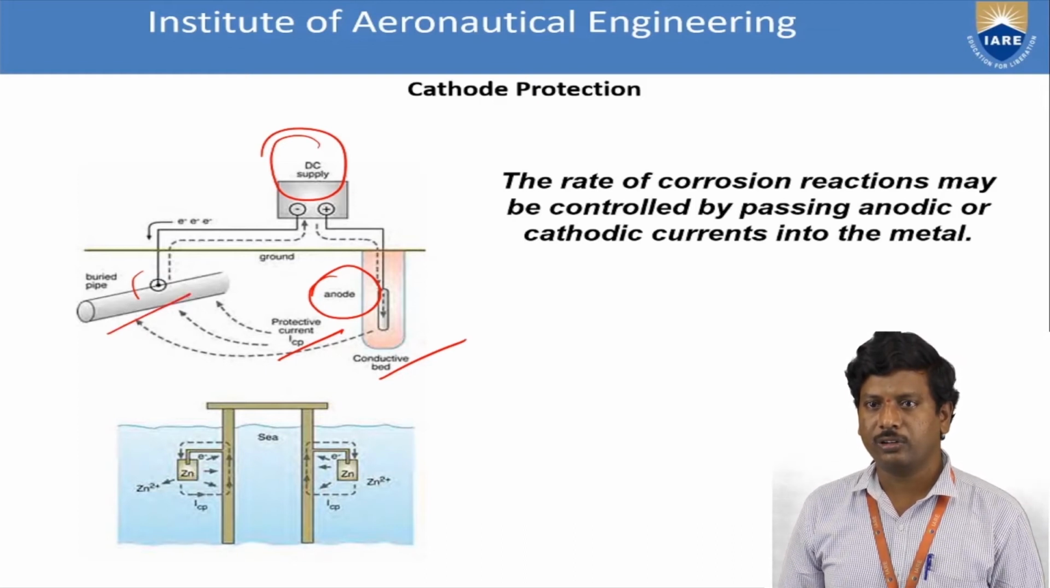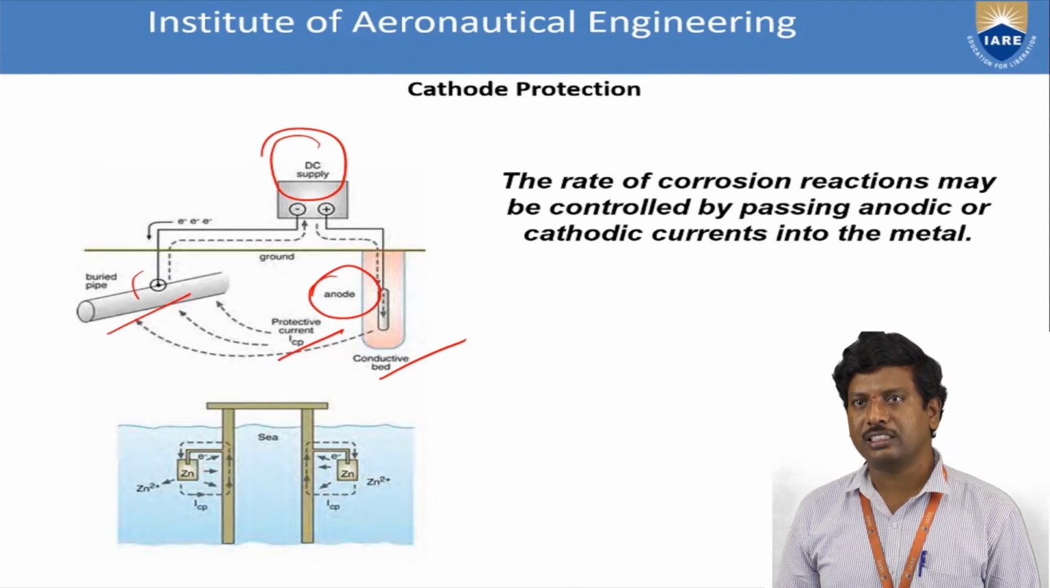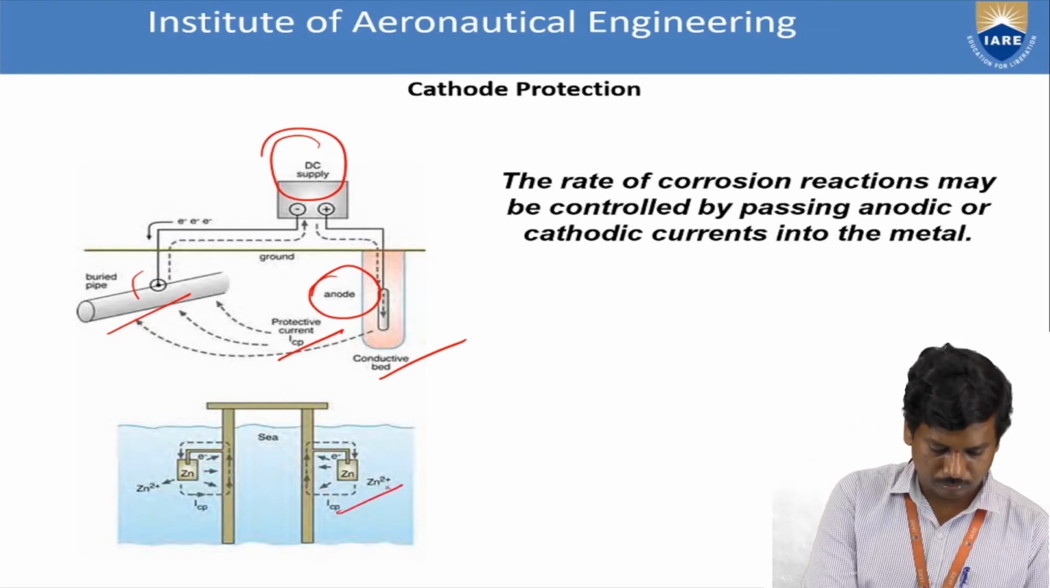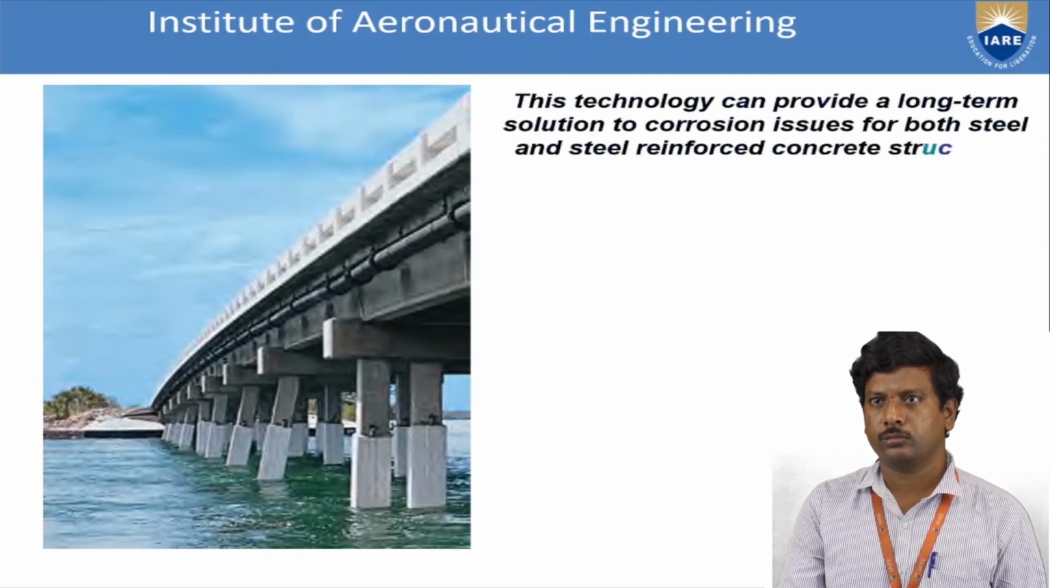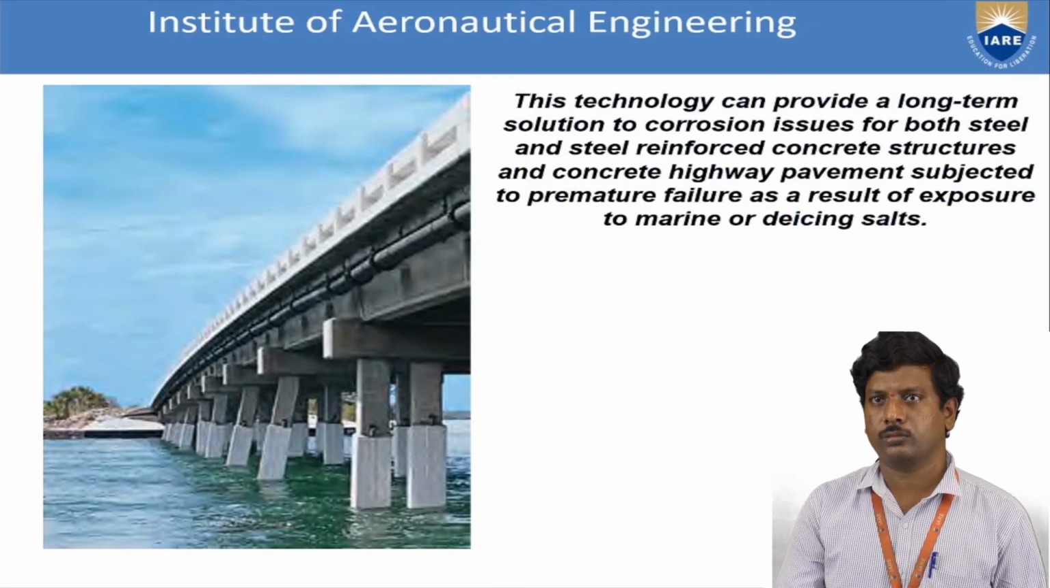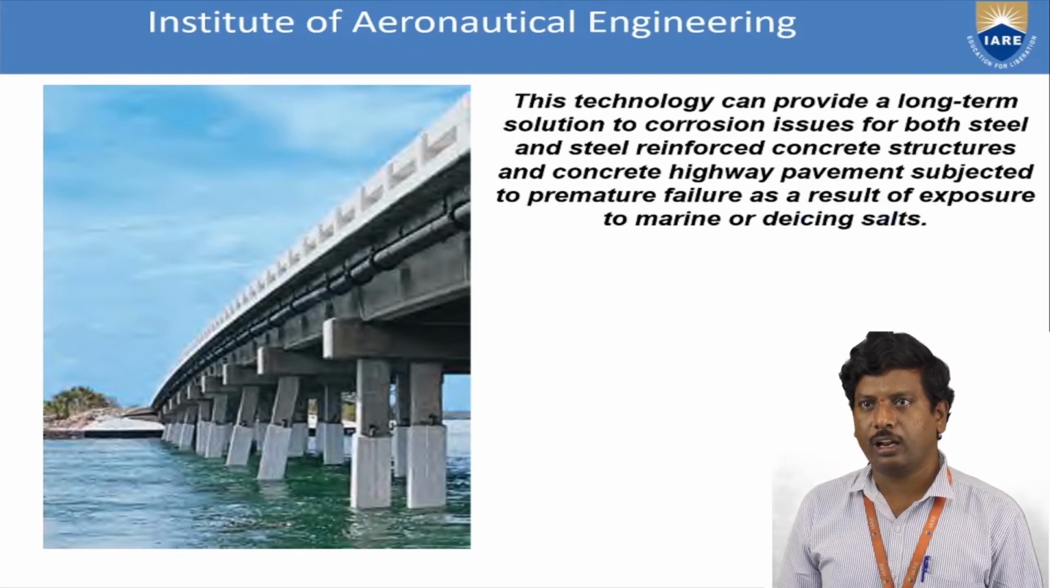If the material acts as a cathode, we can protect that material from corrosion. In the sea area also, we observe zinc materials on the left side and the right side. That means the zinc material can act as an anode in order to prevent the corrosion of the material, even though the material is present in seawater. Most probably this type of technology can provide a long-term solution to corrosion issues for both steel and steel reinforced concrete structures and concrete highway pavement subjected to premature failure as a result of exposure to marine and deicing salts. That means especially the materials which are always present in water, especially sea or rivers or canals, this type of technique is used. Those materials can be protected from corrosion.